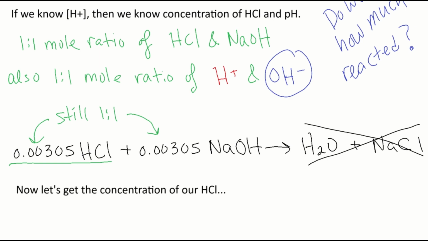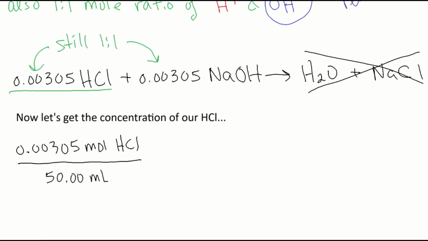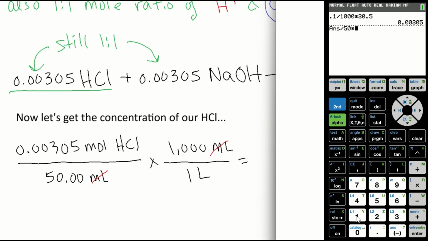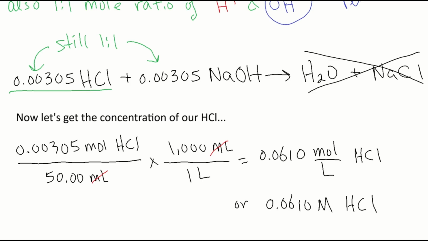To turn that into molarity, we need moles per liter. Now, if you're not good at turning milliliters into liters by moving the decimal over 3 places, that's fine. Let's use our friend, the conversion factor. Set it up so the milliliters cancel out, and we're left with the desired unit on the other side, which is liters. Punch, punch. We need 3 significant figures. The concentration of our unknown hydrochloric acid solution is 0.0610 moles per liter, or molarity.